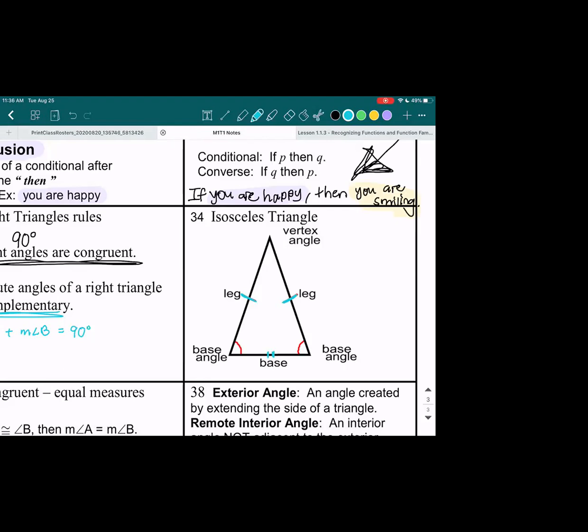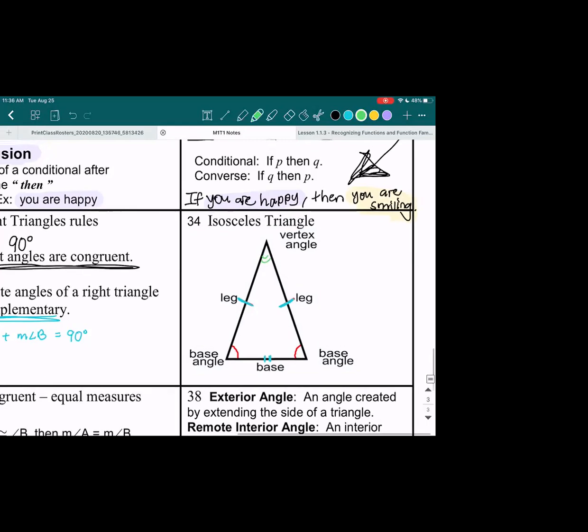Okay, and then also the base angles, those two red angles, they are the same measure, so they are congruent. The base angles are congruent. And then that top one is called the vertex angle. So similarly, you can draw little marks, but I'll draw 2 there to say it's not equal to the base angles.